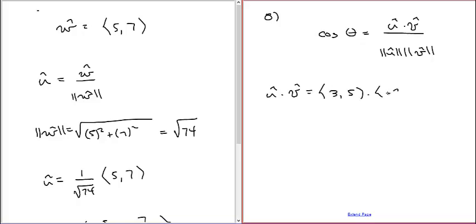V is negative 2 comma 4. So you multiply the components together. So you get negative 6 plus 20, which is 14. So that's u dot v.